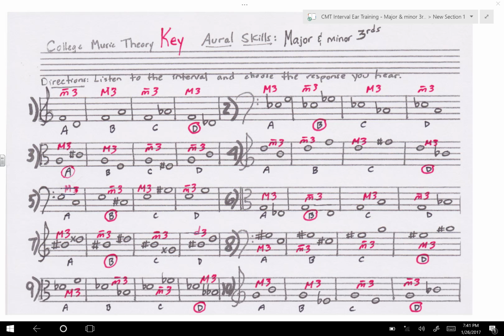The correct answer was B, a minor third ascending. Choice A is a major third ascending. Choice C is a major third descending. And choice D is a minor third descending. So our starting note, tonic, is E flat. And let's listen to all 4 in a row, A, B, C, D.